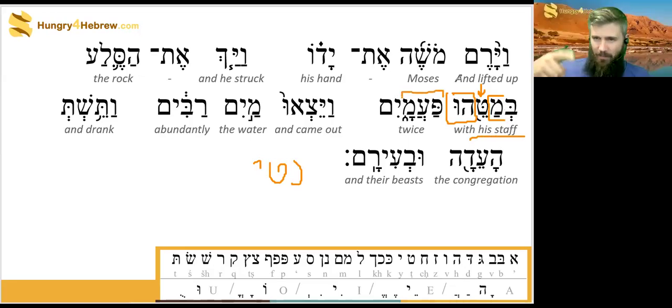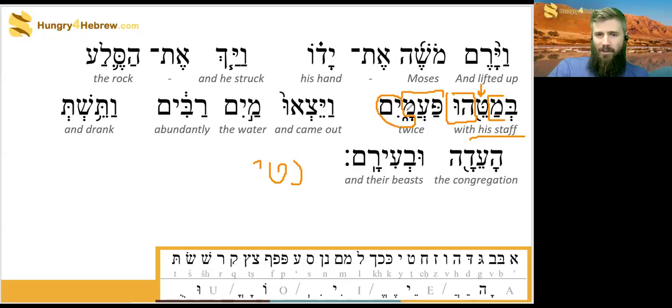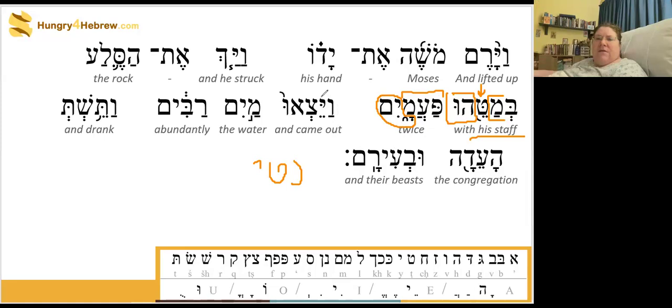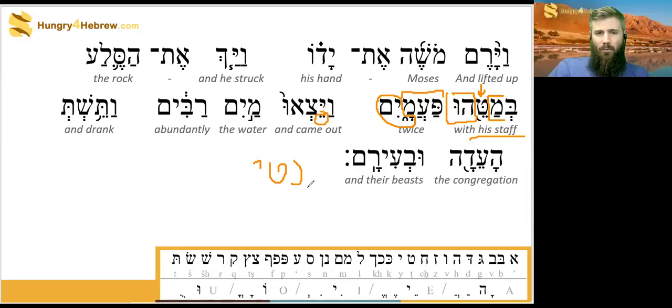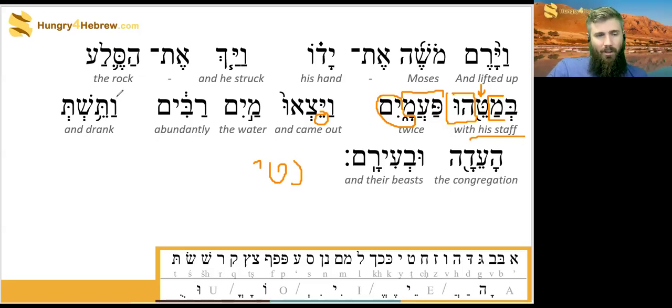Pa'am is stepping or marching or paces or something like that. And it turns into two times. So pa'amayim has a dual suffix. Step or once or time, doubled, twice. So he struck the rock twice with his staff. Vayetzu. Came out. Exactly. Here's the yod of yiktol, but there's the missing yod of the root. Yatza. Mayim rabim. Here it's plural, so we're to assume this is plural. Much waters or abundant waters. They translate it here with an adverb. Don't really agree with that, but hey, it works. That's how we would say it in English, so let's run with it.